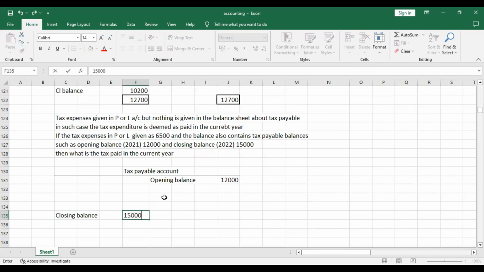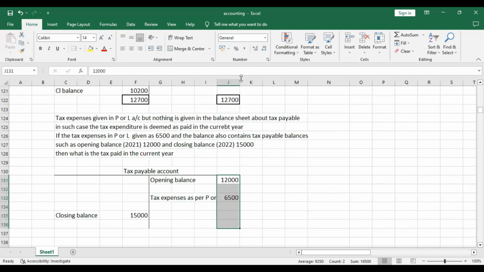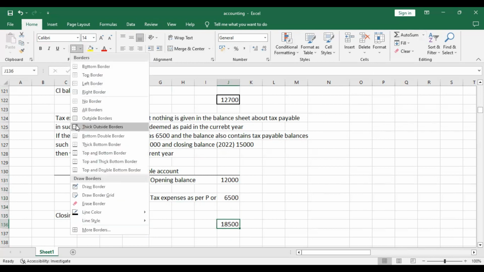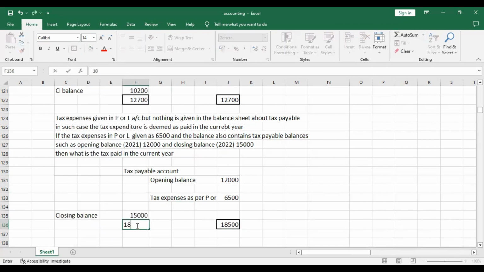And the tax expense as per the P&L account, you have to credit it. How much is given to you? 6,500. So 6,500 you take on the credit side. Then the missing information on the debit side is deemed as tax paid, so 18,500 on the total. Then bring the total to the other side, 18,500. Then 3,500 is the balancing figure. So this is what is called tax paid in cash.